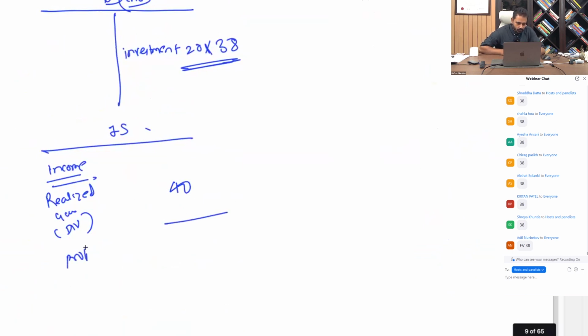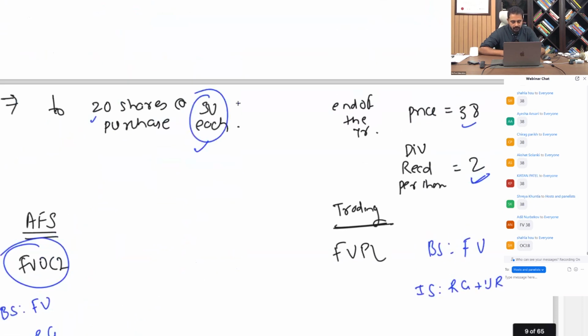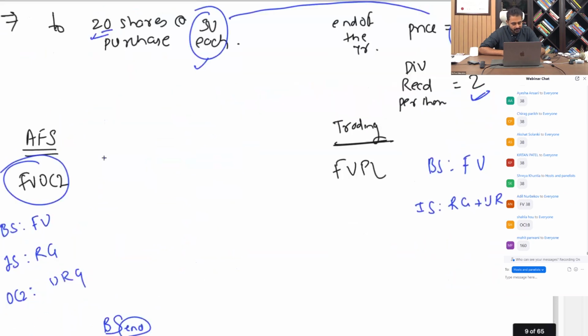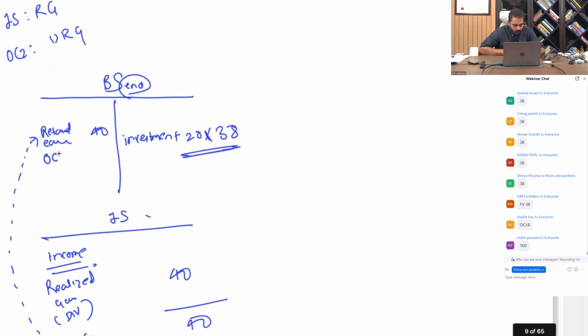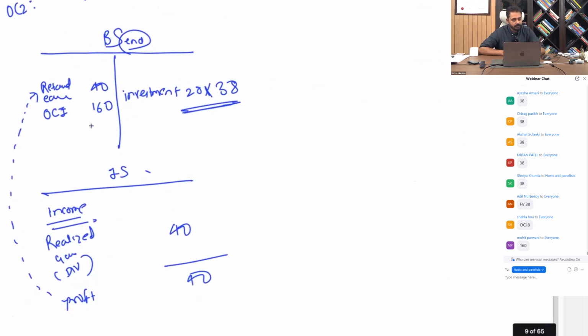Now, at the end of the day, whatever dividend I get becomes my profit, and whatever profit I have eventually gets transferred to the balance sheet equity side. So here I'm going to have retained earnings worth 40, correct? Plus I bought the stocks at 30. The stocks have become 38. So there is an unrealized gain component of how much? 8 rupees per share into 20 is 160. So that I will show as a part of OCI, and on OCI my entry is going to be 160. So these are the entries that I will pass.